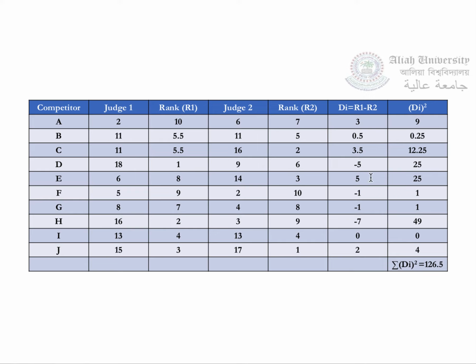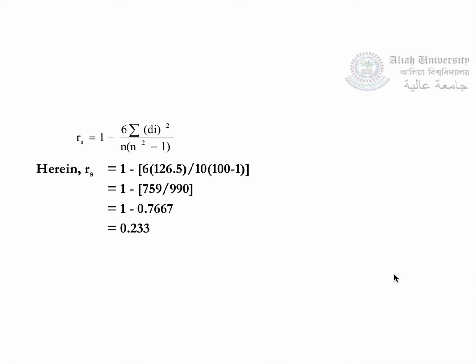We calculate the difference of the ranks. We calculate di square. We calculate summation of di square. After that, we put it in the formula as discussed beforehand, and on the basis of that, we get the rank coefficient as plus 0.233. So it's a positive correlation, but it is a weak correlation. So similarly, you can compute this for any set of data for a simple coefficient or rank coefficient.